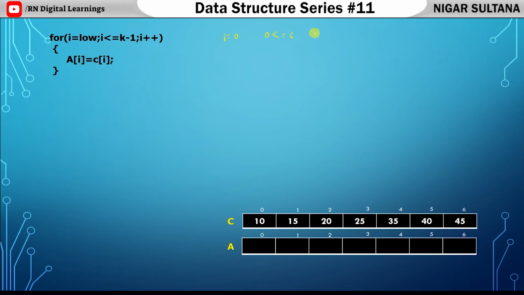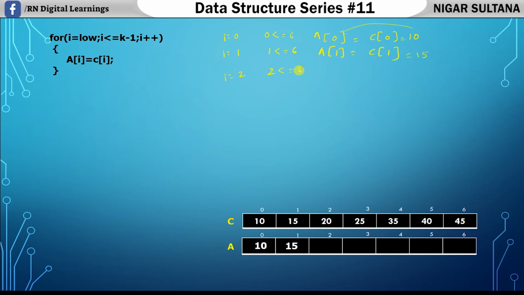Now we have A of i, that is i is 0. A of 0 is equals to C of 0. What is the value of this? 10. Now 10 will be placed in the place of A of 0. Done. Next, increment the value of i. 1 less than or equals to 6. True. A of i, that is 1, is equals to C of 1. C of 1 is 15. 15 will be placed in A of 1. Done. Next, increment i.